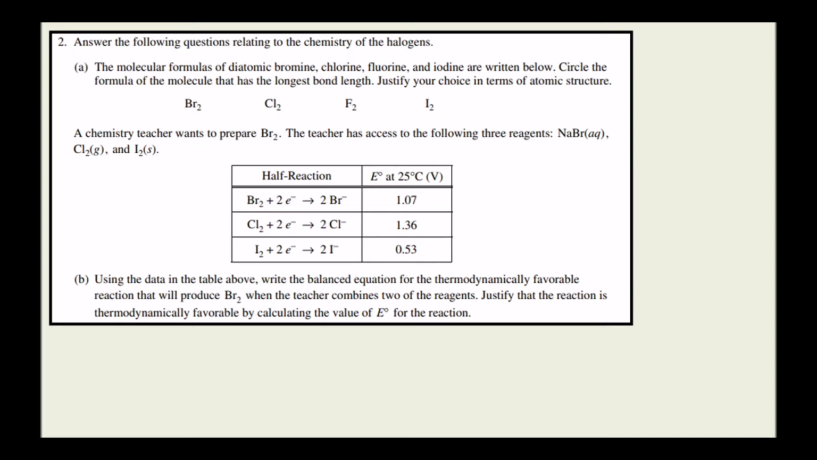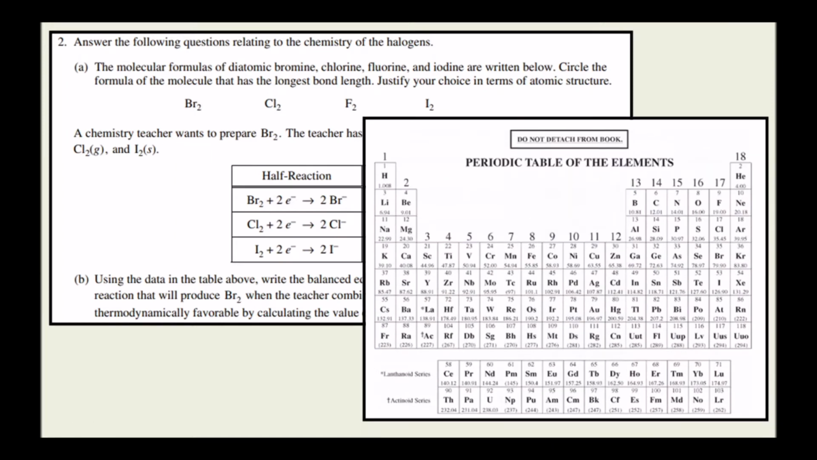Okay, so to answer this question, we need to remember our periodic trends. So let's look at the periodic table. And in this case, we're looking at bond length. And bond length corresponds directly with atomic radius. The larger the radius, the larger the distance between the two bonded atoms.